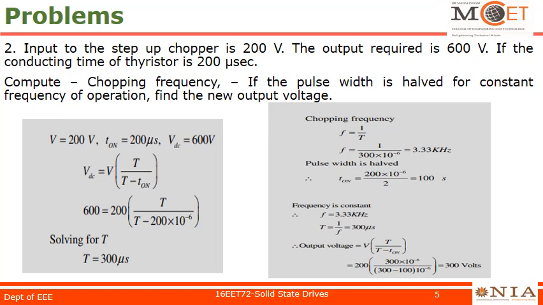Second one: when the pulse width is halved, our T on time interval is 100 microseconds, not seconds, microseconds. When I put in 100, you can find the value of the output voltage. On the same formula we obtain the output voltage as 300. Simple. Using this you can design your own circuit.